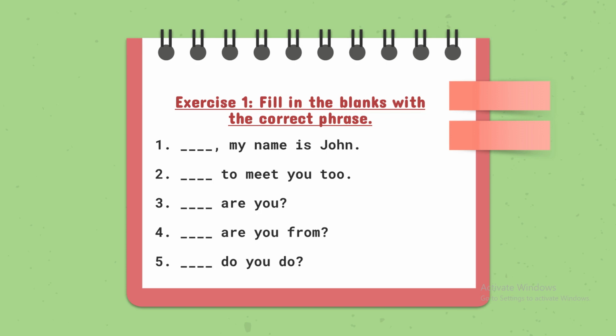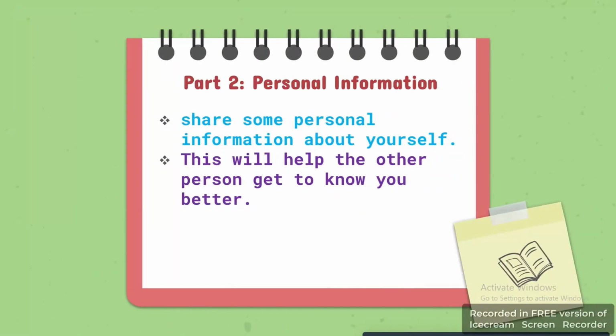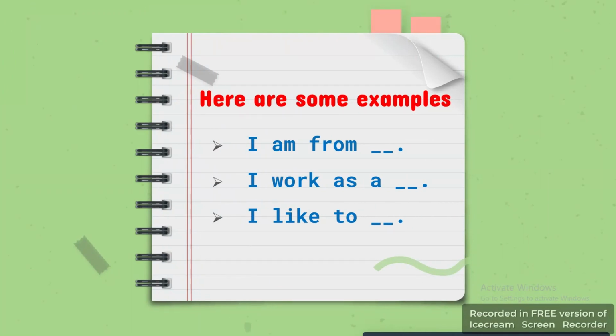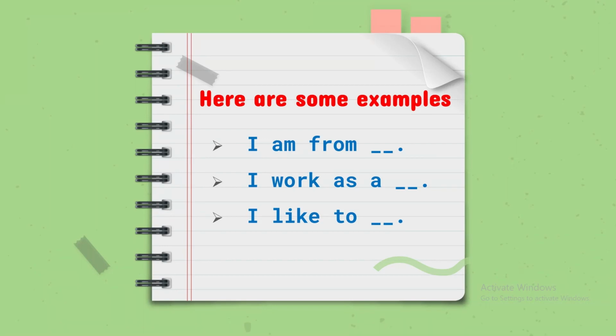Very good. So now let's pass to the second one, which is personal information. The next step is to share some personal information about yourself. This will help the other person get to know you better. Here are some examples. I am from Dash. Put the place that you came from.